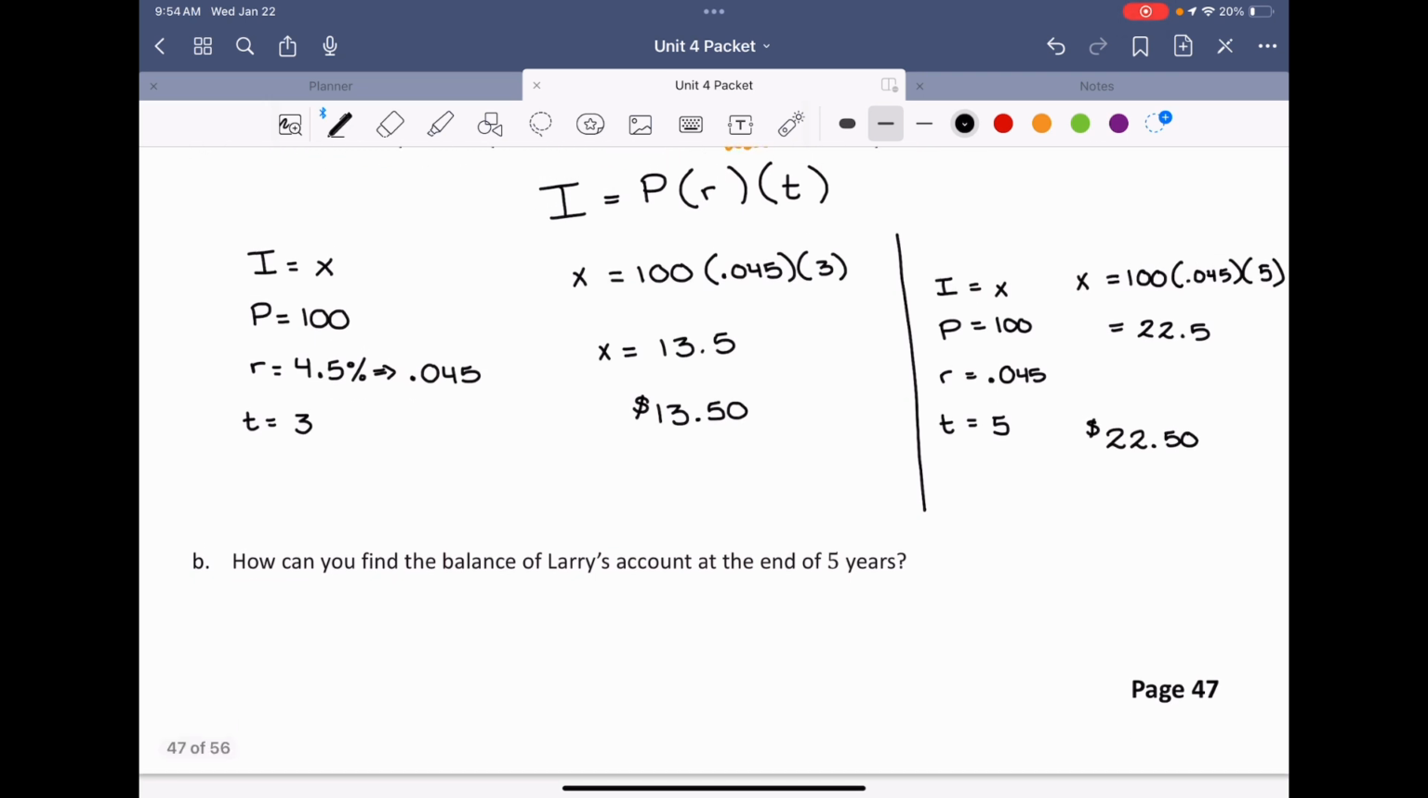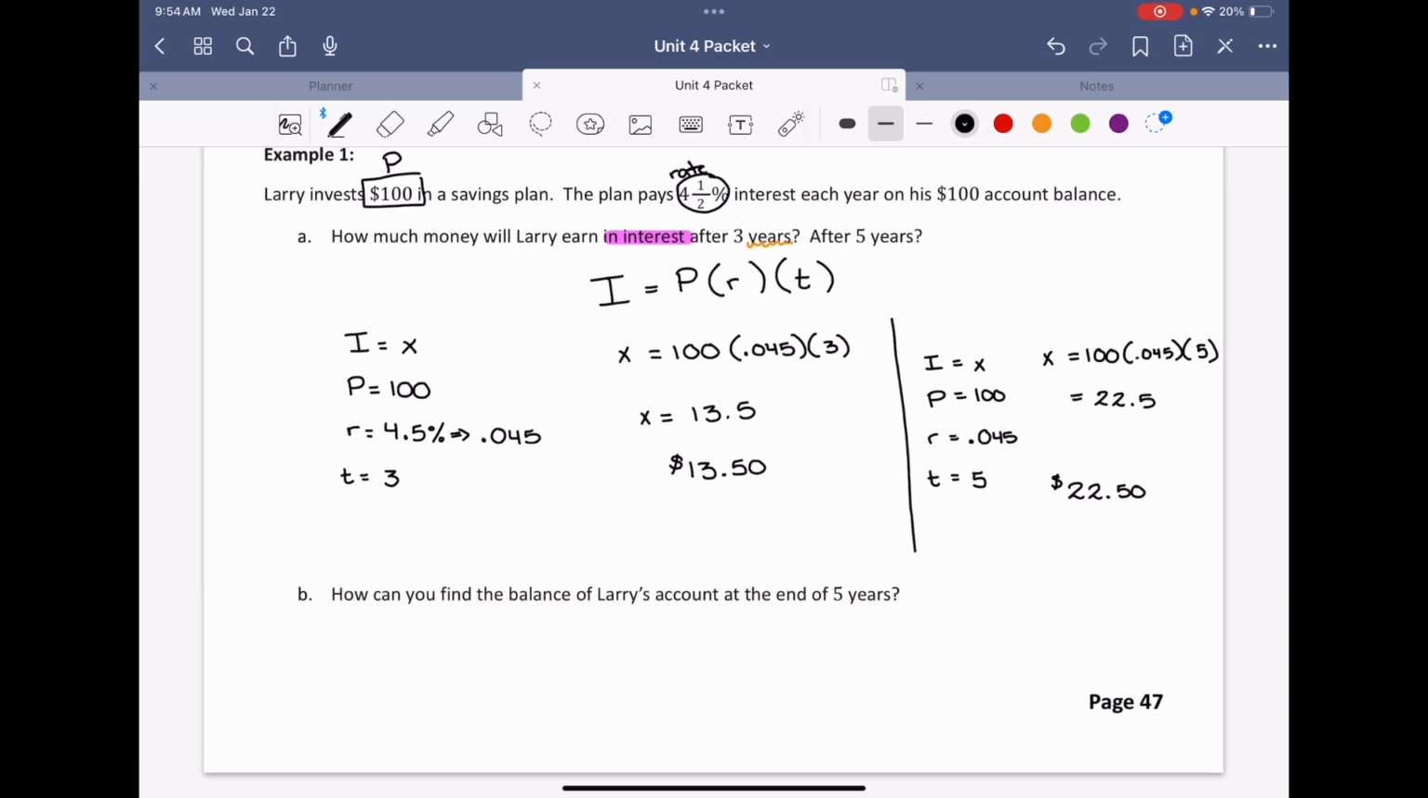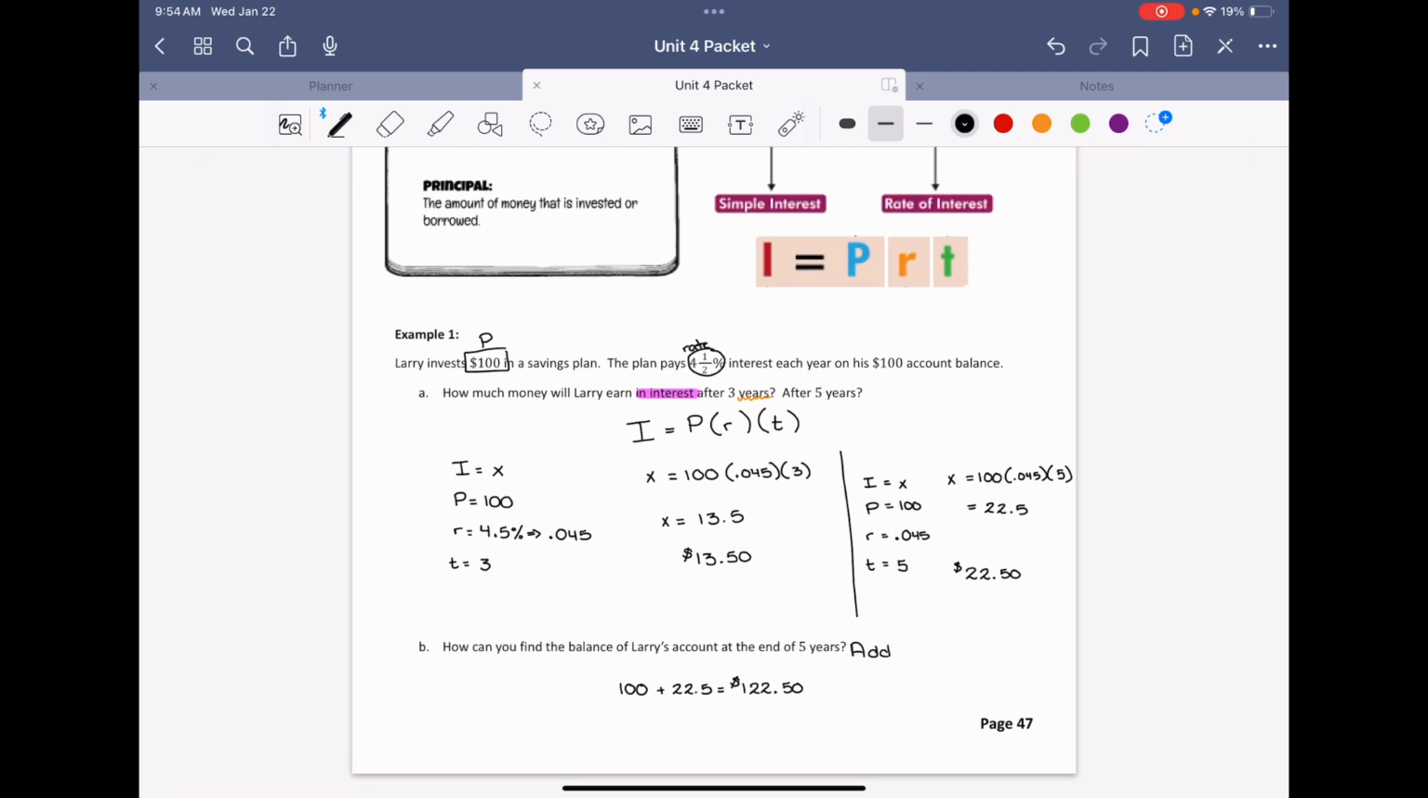Now it says, how can you find the balance of Larry's account at the end of 5 years? Well, if he started with $100 and it gained $22.50, I'm just going to add those values together, and that would be his total balance in the account. So 100 plus 22.5, $122.50 is what he has in the account currently. All right, next page.